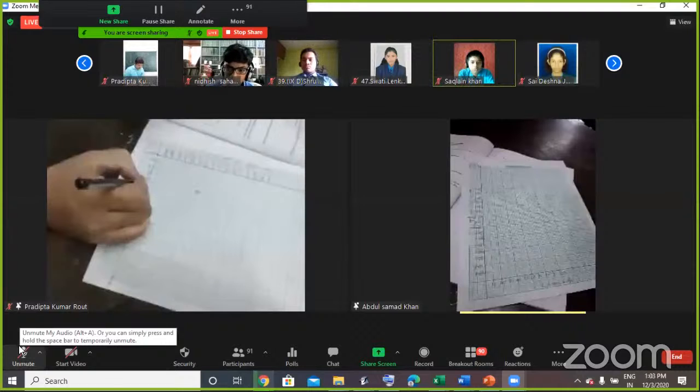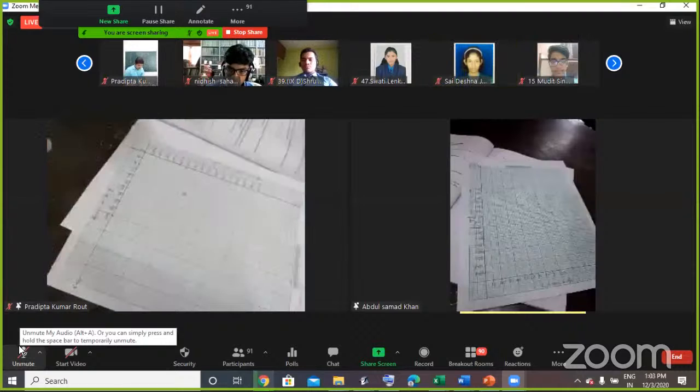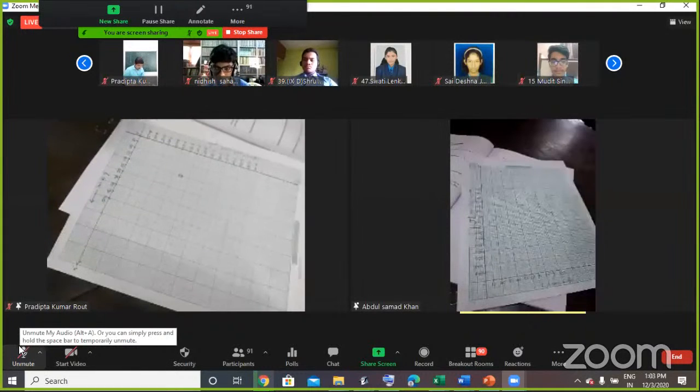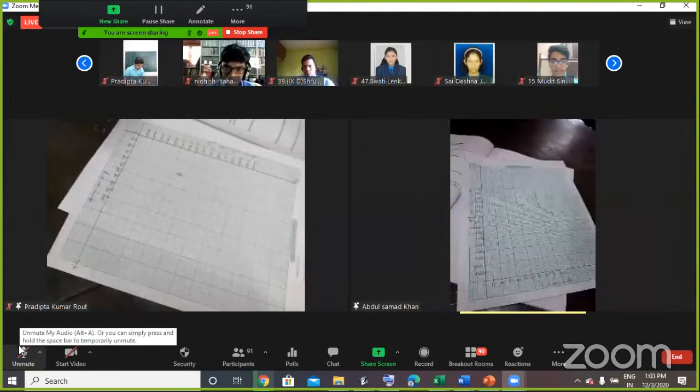Then the next one is at 50 centimeter, it is 2.25.